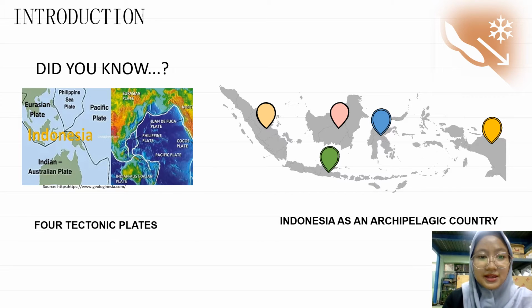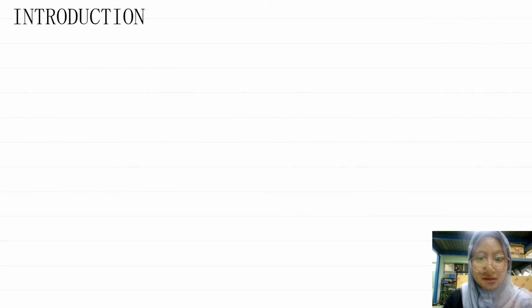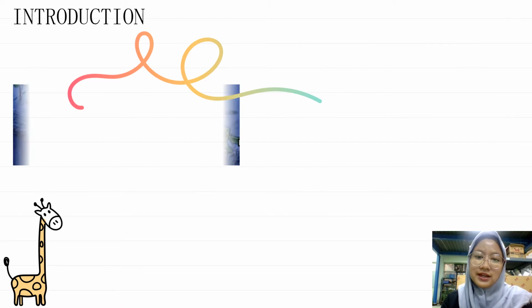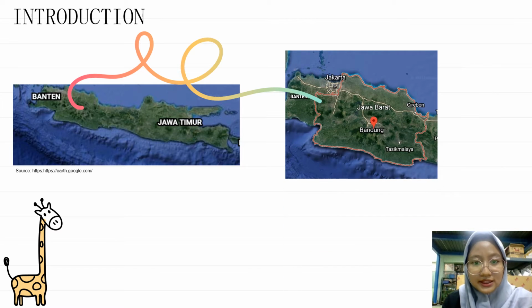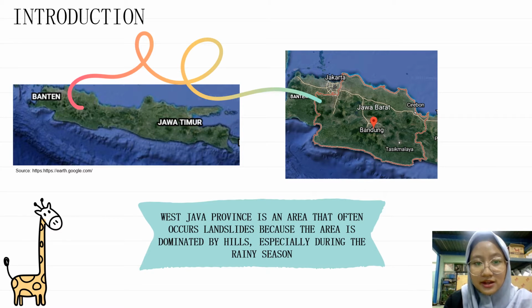From the geoportal data Indonesia of BNPB, there have been more than 290 landslide events in Indonesia, especially in West Java. Tectonic and climate conditions, steep slopes, and highly weathered rocks make the area prone to erosion. West Java province often experiences landslides because the area is dominated by hills, especially during the rainy season, which adds load on the slopes and causes the soil layer to experience a strong decline.